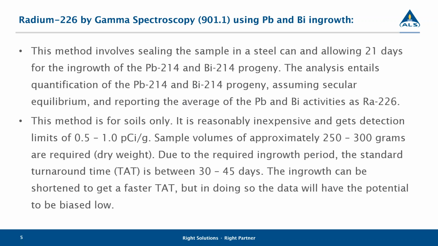It does require an ingrowth period, though, to get that radon gas built up in there. So the method states 21 days of ingrowth. That means your turnaround time usually leads to 30 to 45 days depending on the size of the project you have. You can get shorter ingrowth and count the sample with less than 21-day ingrowths, but in doing so there's a possibility of having a low bias because you are not getting your progeny up there and for the calculation to be as accurate.